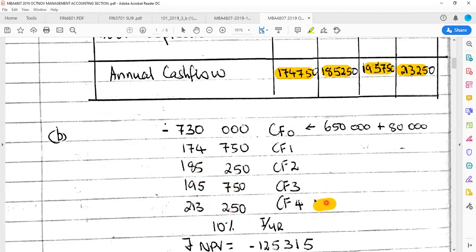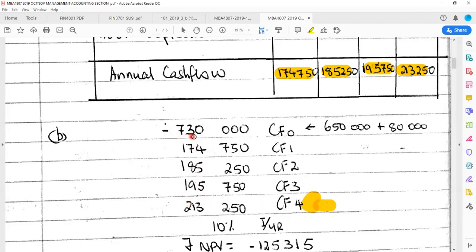Please note for the last year, for CF4, always check to see if there is a salvage value on the sale of the existing asset. Sometimes the existing asset is sold at the end of its life and then you have a salvage value. So you would need to add that final cash flow to year 4. But in this case, there's no salvage value. So we just take these cash flows as they are.